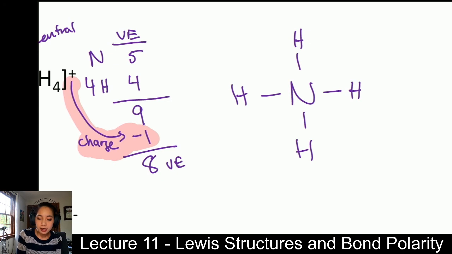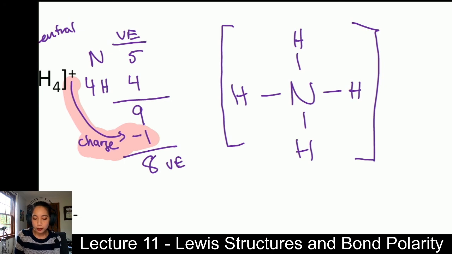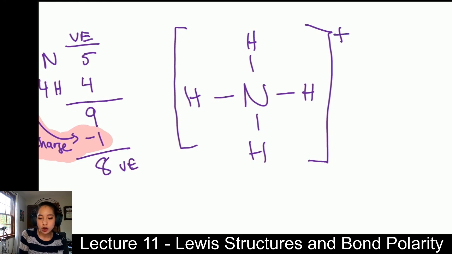The only last thing that you have to do is check the octet rule. Hydrogens have fulfilled octets because there are 2 electrons in each of those bonds. For nitrogen, there are 2 electrons in each of those bonds, so there are 8 electrons around nitrogen. Nitrogen's good as well. And then actually the real last step for polyatomic ions is to denote the charge on the molecule. Typically you put the whole Lewis structure in brackets and put the charge. That's the last step for a polyatomic ion, to denote the charge on the structure itself.